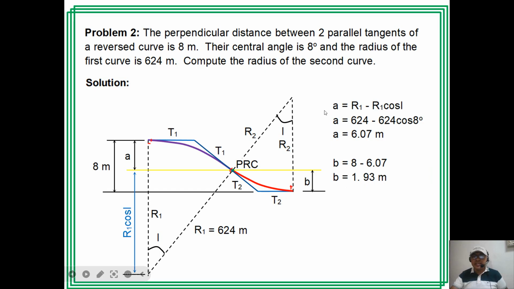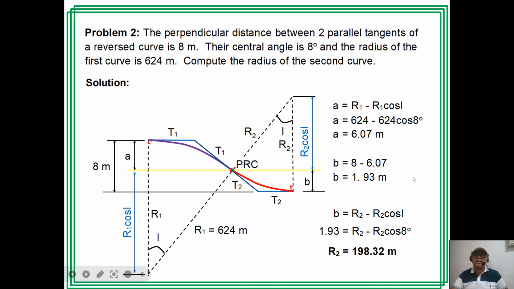And notice, this distance here is R2 cosine I. So in the figure, R2 is equal to B plus R2 cosine I. So we have B equal to R2 minus R2 cosine I. So distance B is R2 minus R2 cosine I. So R2 is unknown, I is 8, B is 1.93. The only unknown here is the radius R2. That is 198.32 meters.